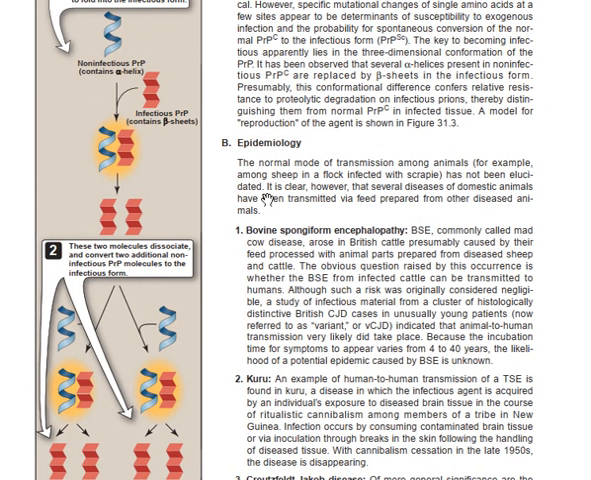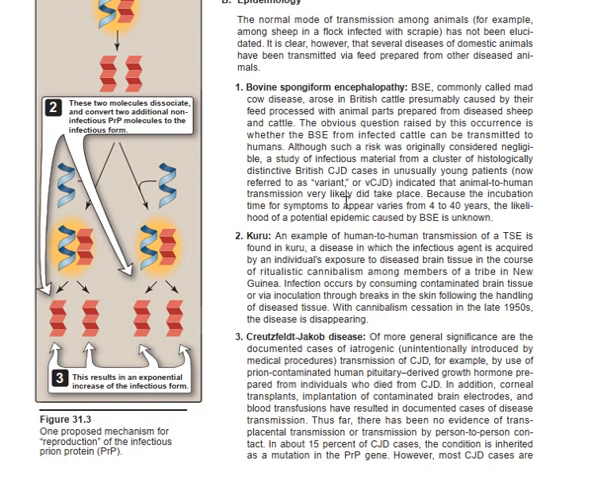So these are the different diseases that are involved with this prion disease. The prion disease can consist of bovine spongiform encephalopathy, commonly called mad cow disease. It arose in Britain, presumably caused by feeds processed from animal parts prepared from diseased sheep and cattle. Is it clear? So every cattle that was fed with processed animal parts that had the disease was affected.